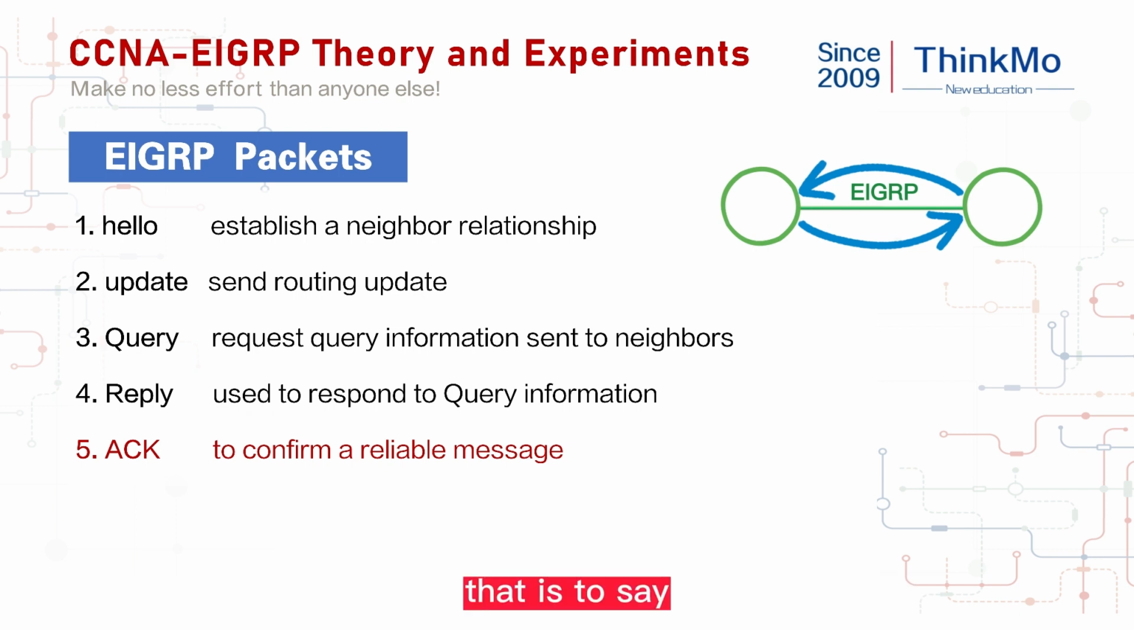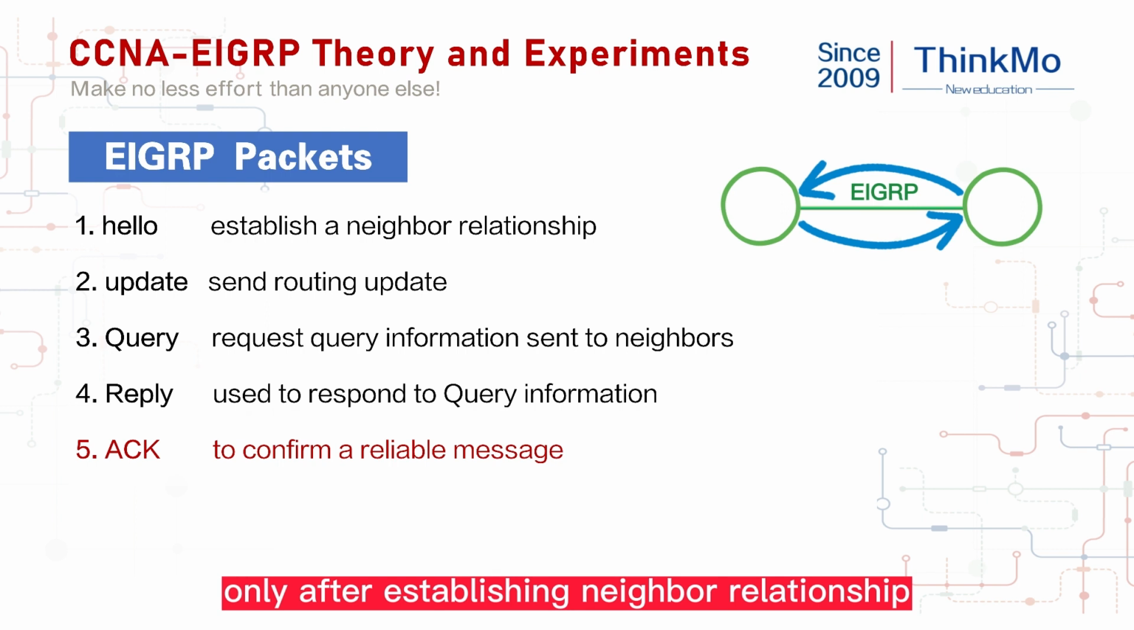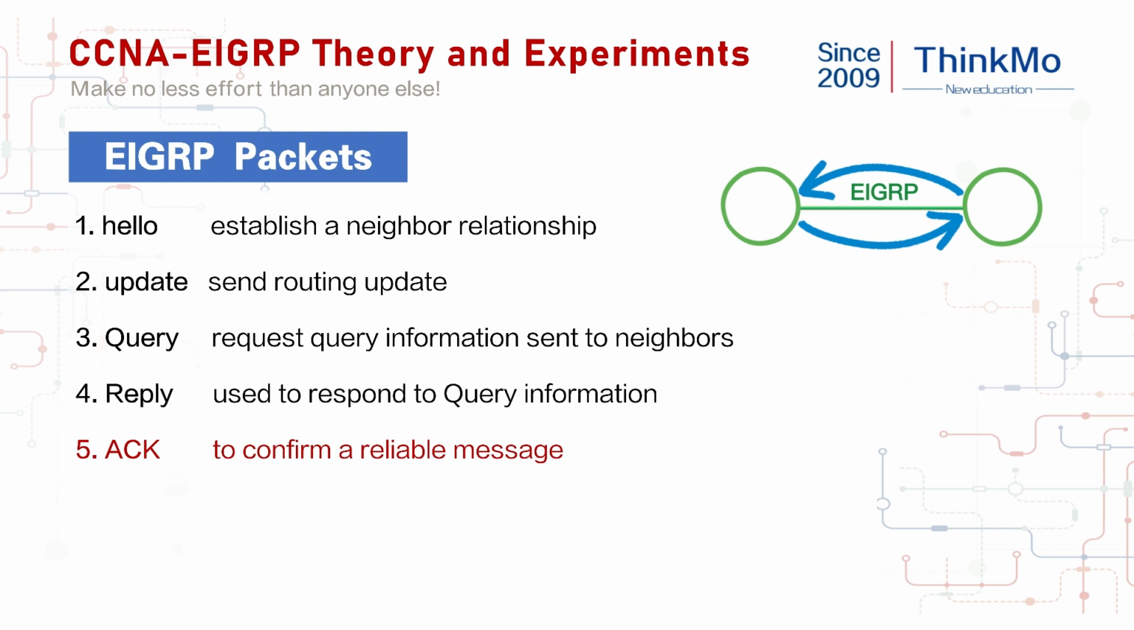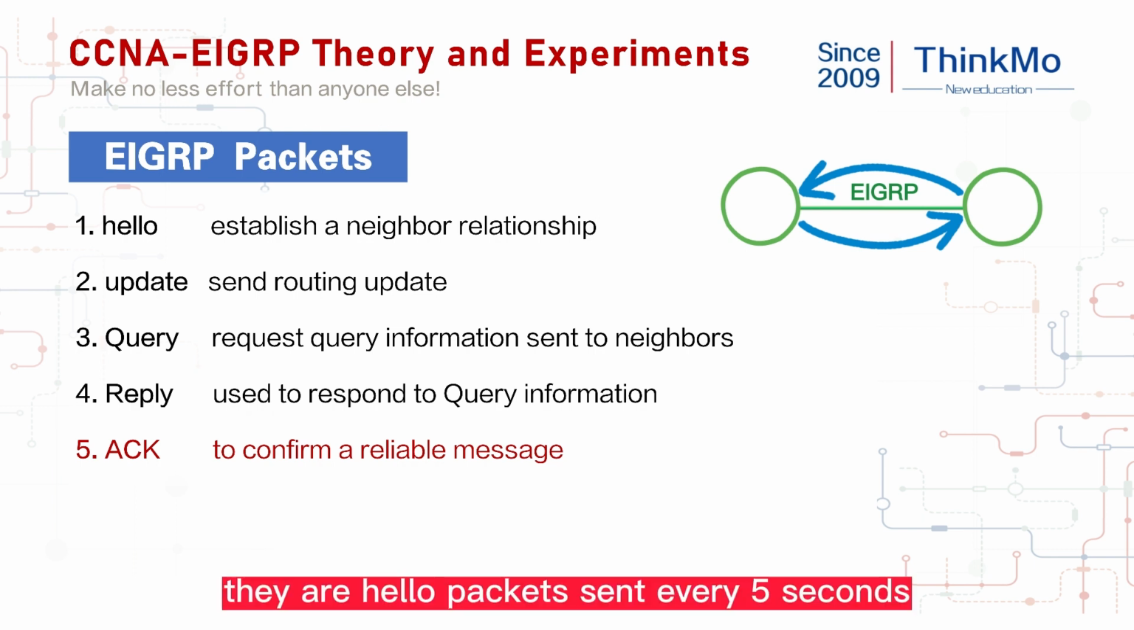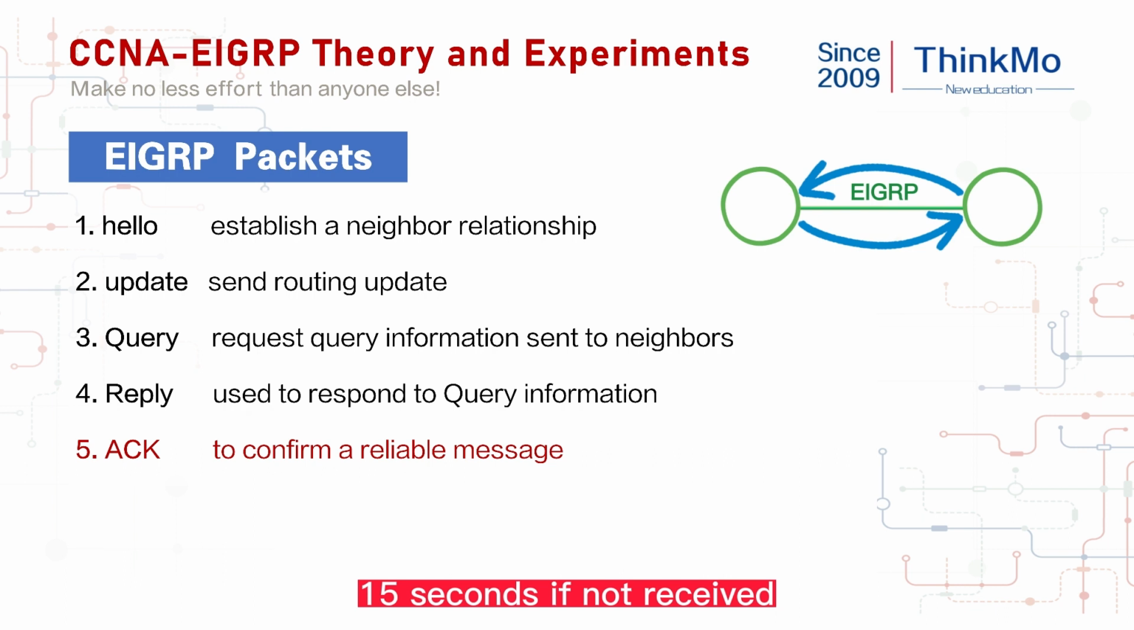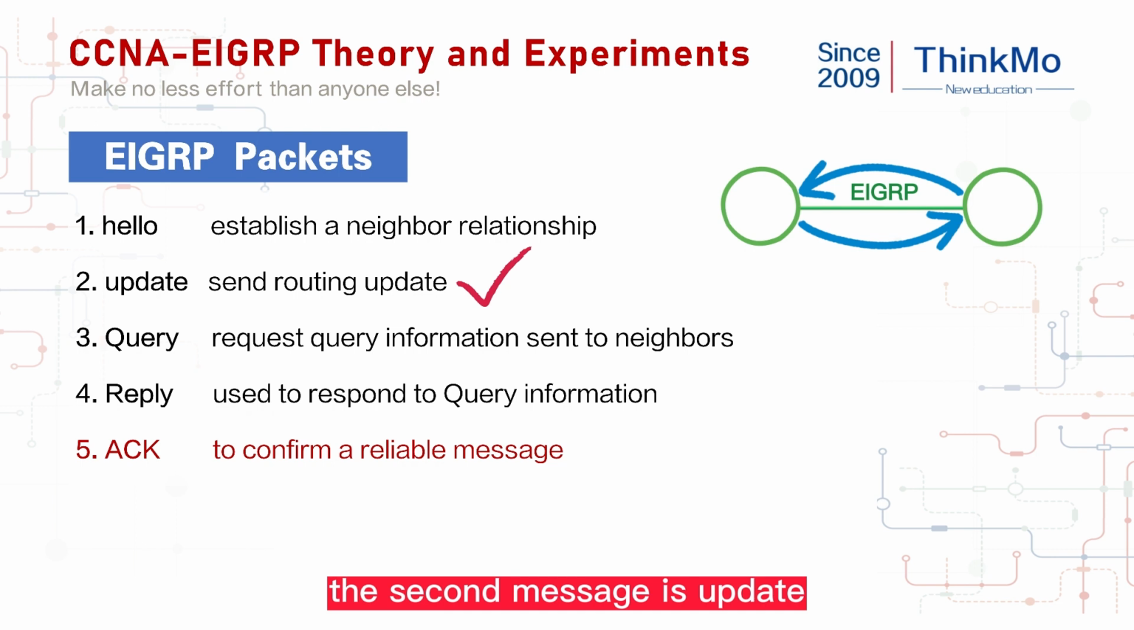That is to say, for dynamic routing protocols, generally there is the concept of neighbors. Only after establishing a neighbor relationship can we learn from each other. I just said that too. Hello packets are sent every 5 seconds. If none is received for 15 seconds, the neighbor will fail.